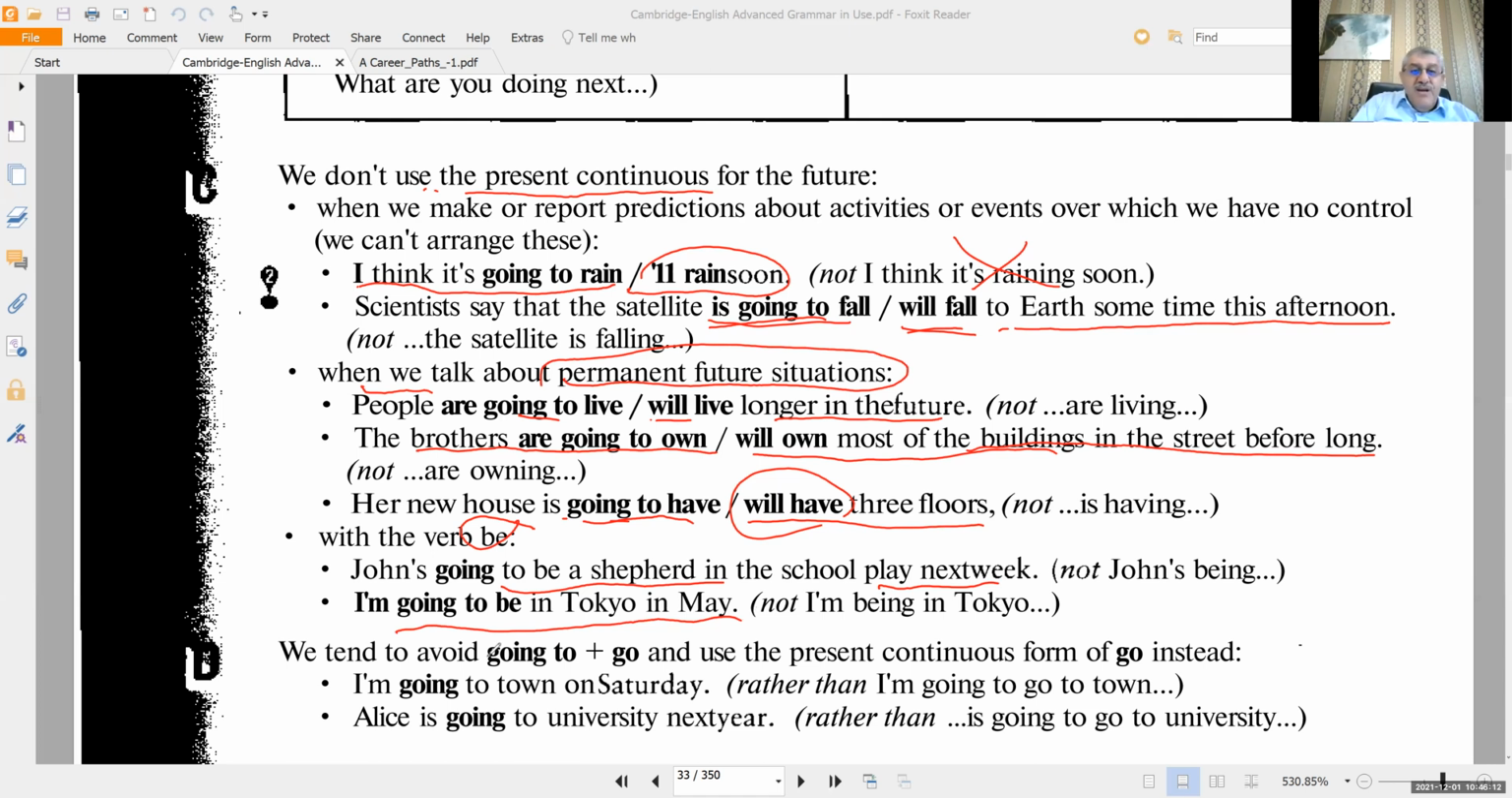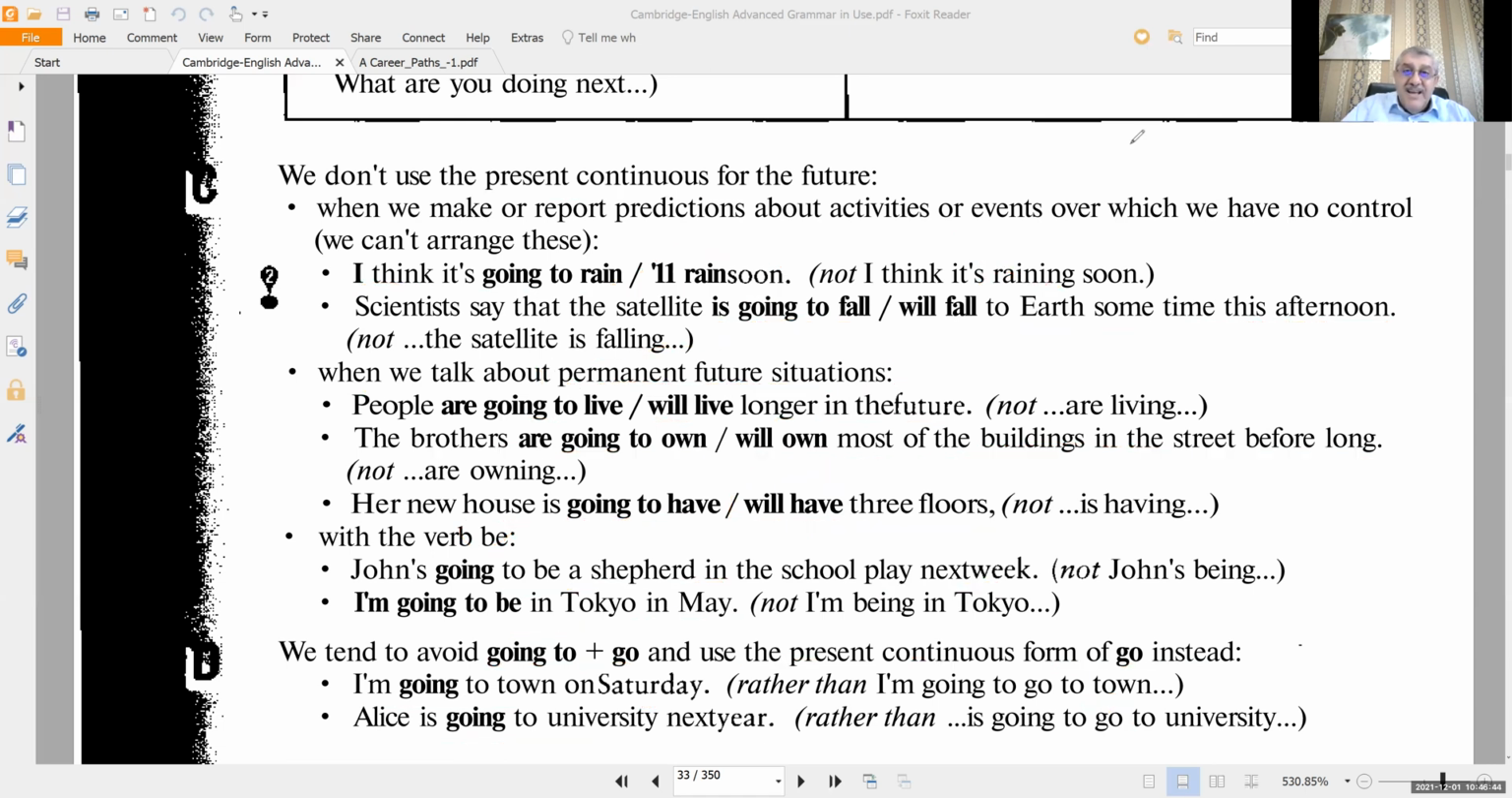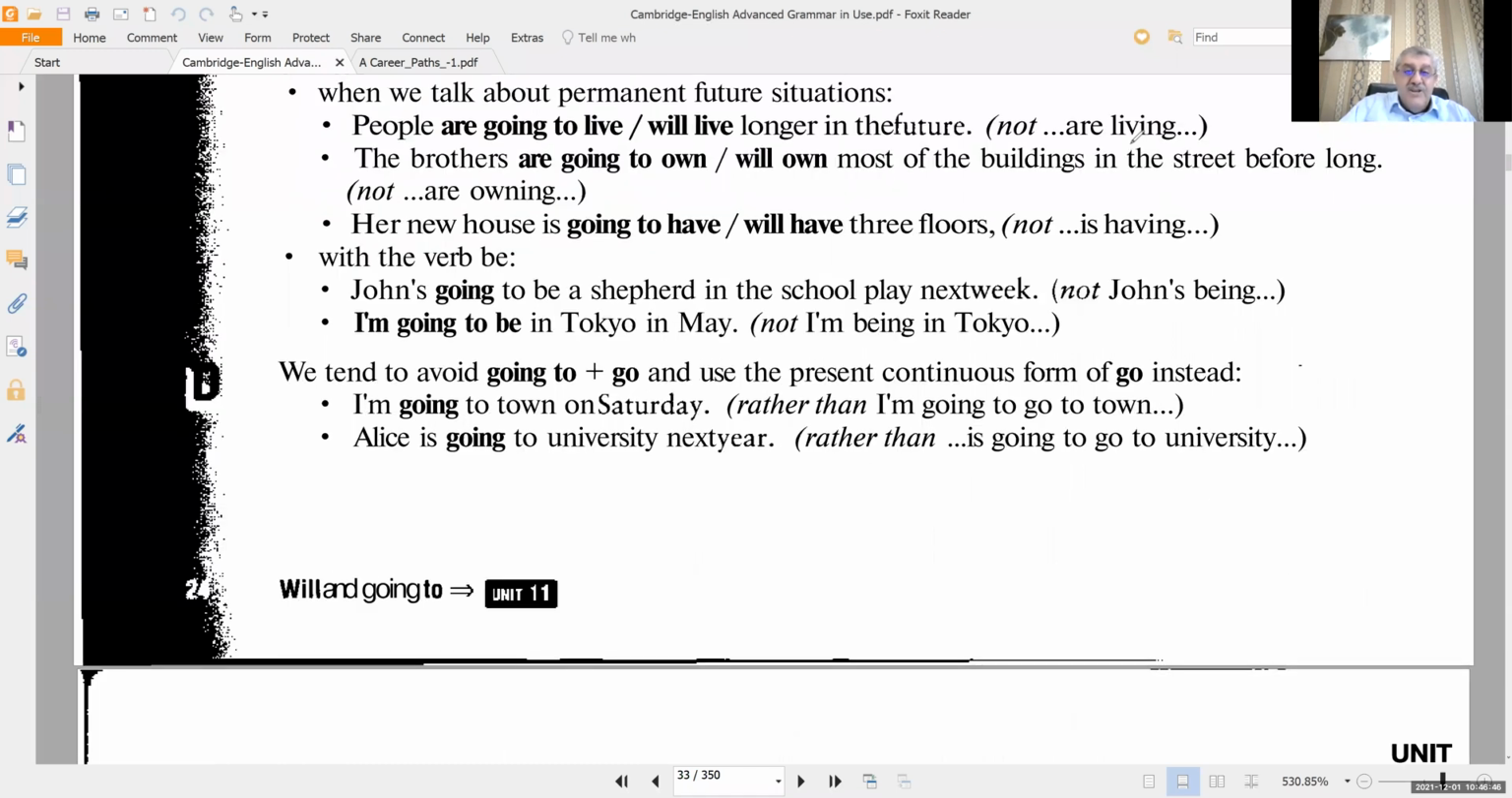We tend to avoid going to go and use the present continuous from go instead. مثلا I'm going to town on Saturday. We don't say I'm going to go to town. I'm going to town on Saturday. Alice is going to university next year. بدل ما نقول is going to go. ليش؟ لأن المعنى يصل is going to وخلص بهذا الشكل. is going to university وخلص بهذا الشكل. إذا اللغة تميل نحو التسهيل، تميل نحو الاختصار، لا نعقد اللغة بهذا الشكل.